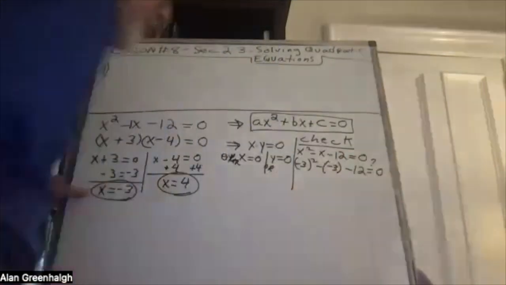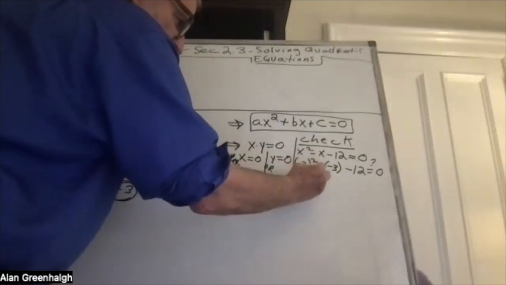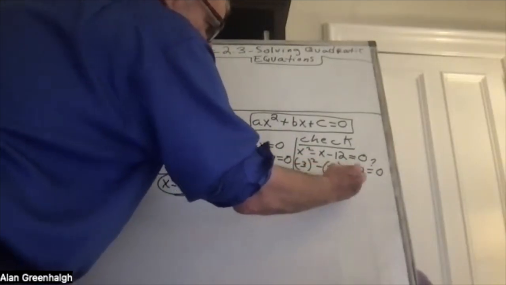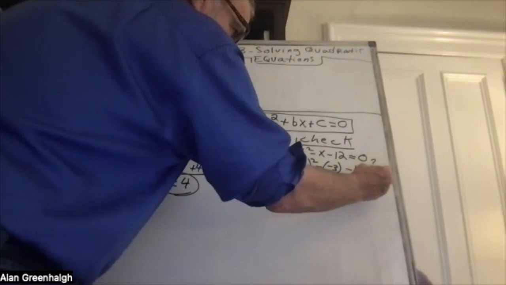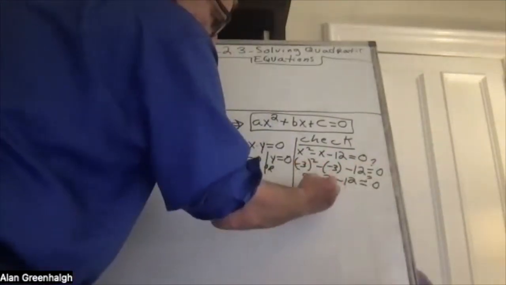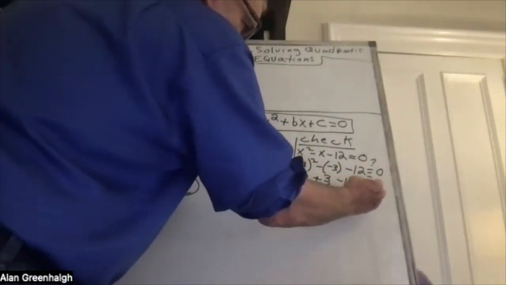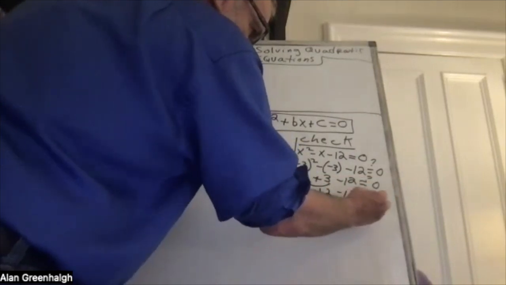Question mark, we don't know if this is true, but this is 9 plus 3 minus 12, we think is equal to 0. 12 minus 12 is 0. Yes, absolutely. Works perfectly.